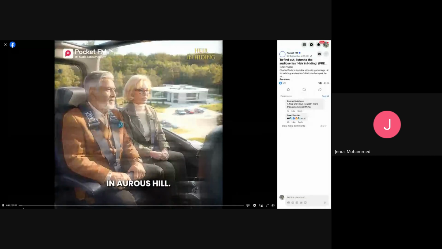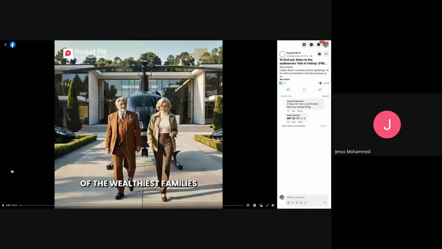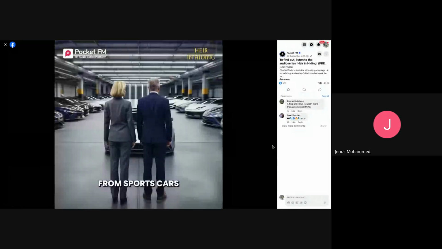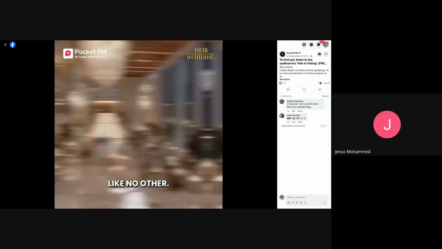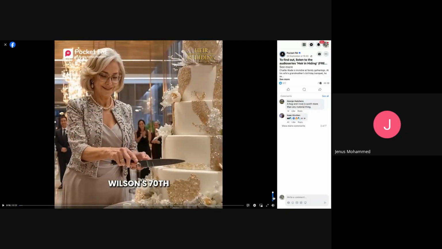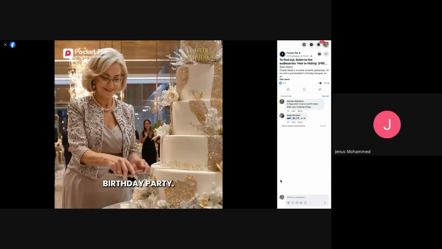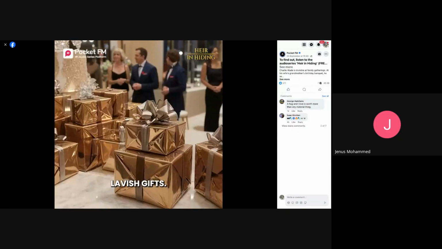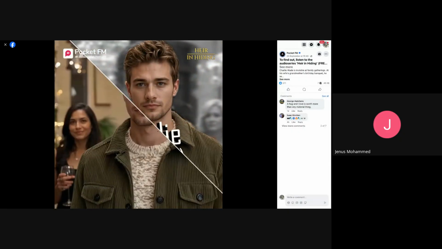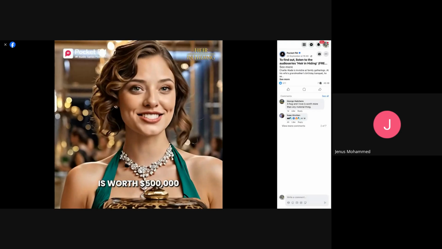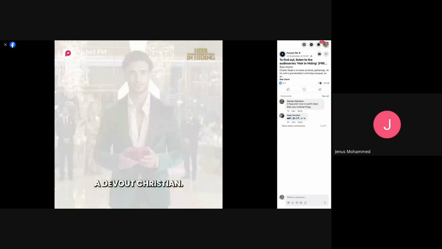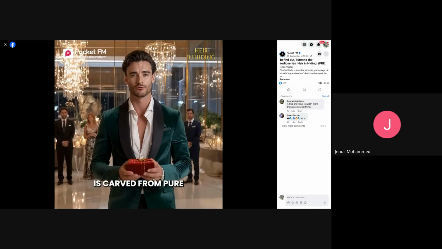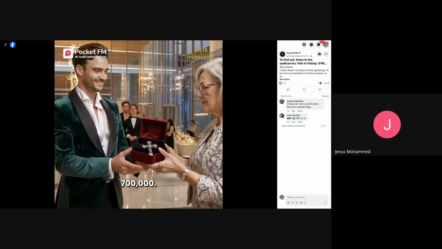The Wilsons were one of the wealthiest families in Oris Hill. From sports cars to private jets, they owned them all, and tonight was an event like no other. It was Mrs. Wilson's 70th birthday party. Everyone had brought lavish gifts. Everyone but Charlie, the house husband. Grandma, I heard you love tea. This century-old tea is worth $500,000 and is my birthday gift to you. Grandma, I know you're a devout Christian. This crystal cross is carved from pure obsidian and is worth $700,000.